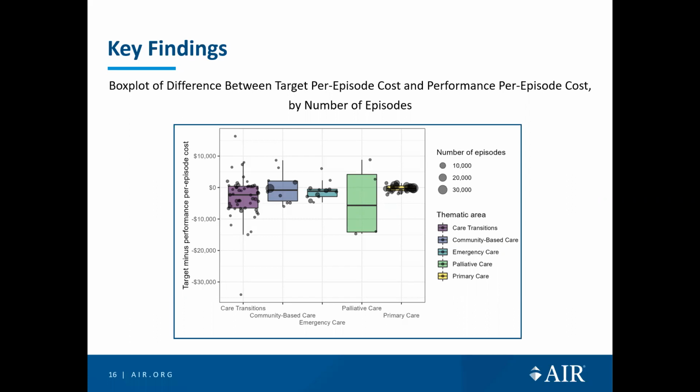We see that overall primary care came closest to target per episode costs, with primary care having an average per episode cost within $2,500 of the average target per episode cost. Care transitions had the widest variation, with one CTI that was over $35,000 over the per episode target costs, and another was more than $16,000 under the episode target costs.